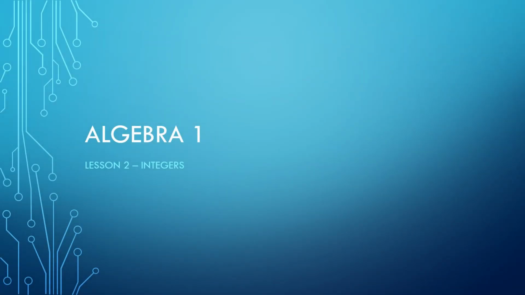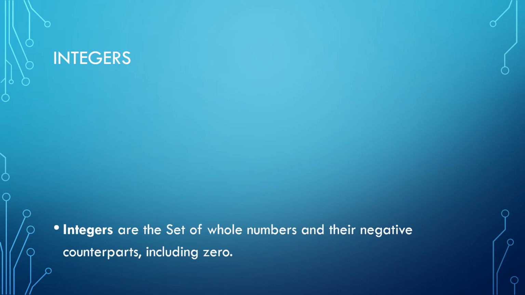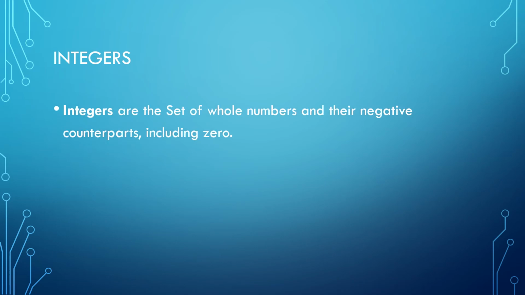Algebra 1, Lesson 2, Integers. We briefly mentioned integers in the previous lesson about number sets, but let's go into them in more depth. We will start by once again defining what an integer is. Integers are the set of whole numbers and their negatives, including 0.